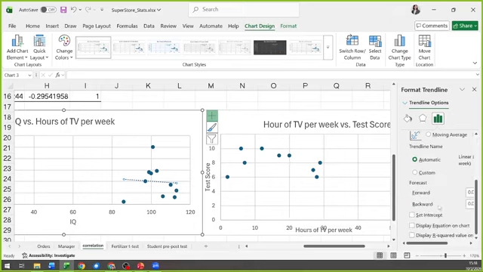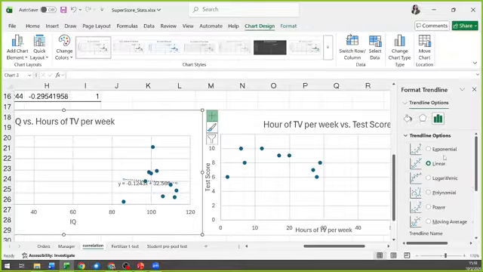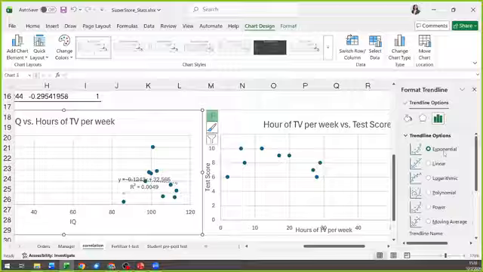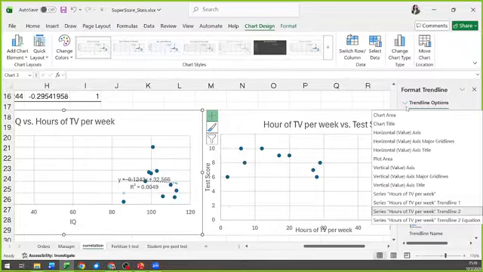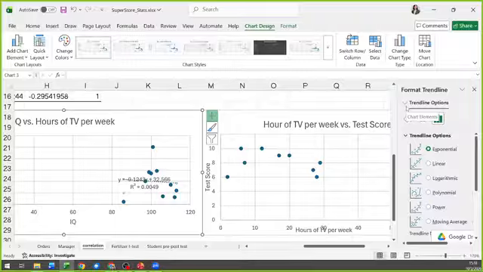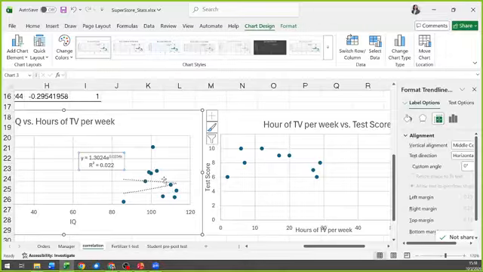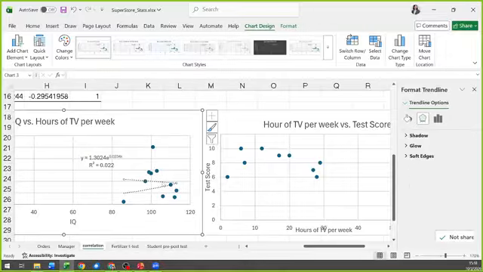Display equation. Let's see if I change to exponential. Does it change to exponential? Linear. What happens? Let's see. I remove this. How about this?